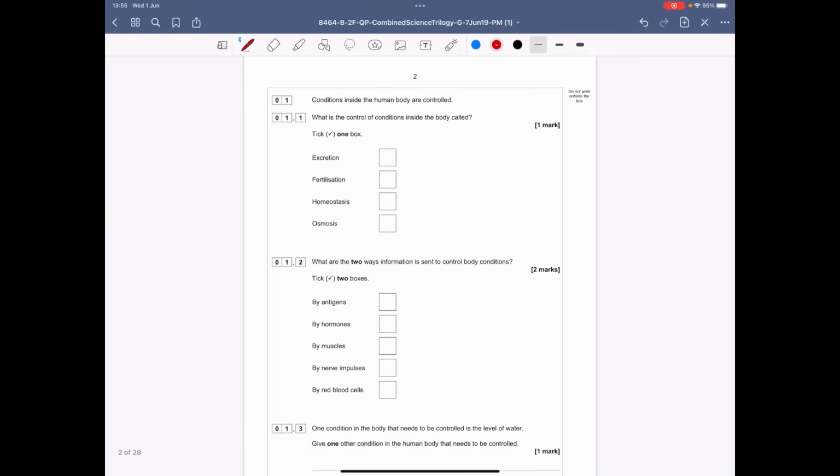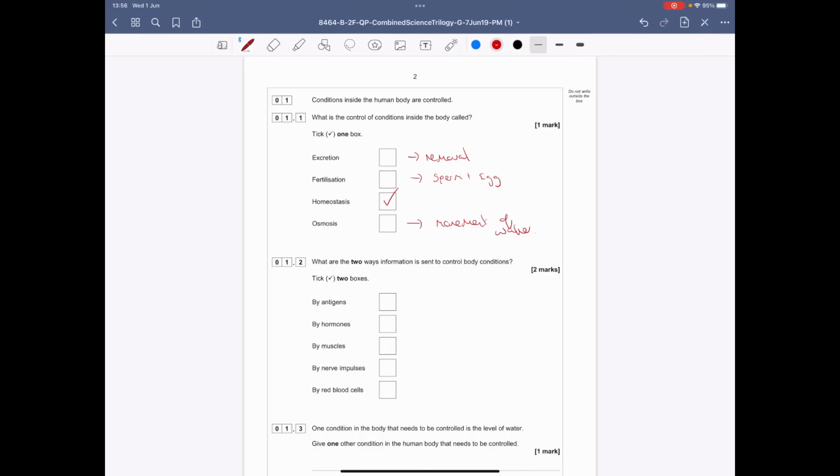So, number one then. Conditions inside the human body are controlled. What is the control of conditions inside the body called? Well, excretion, that is the removal of waste from the body, so it's not that. Fertilization is when you've got a sperm and egg fusing, so it's not that. Osmosis is the movement of water, so it's not that. So therefore it is homeostasis. The definition of homeostasis is how our body maintains a constant internal environment, and that is important so our body works at the best conditions it can do.